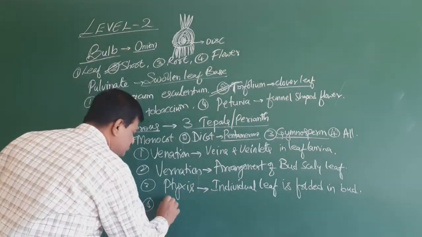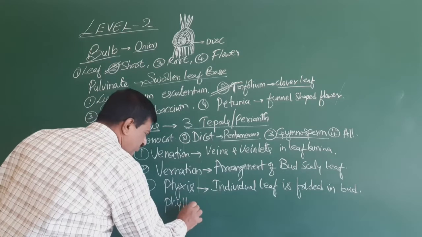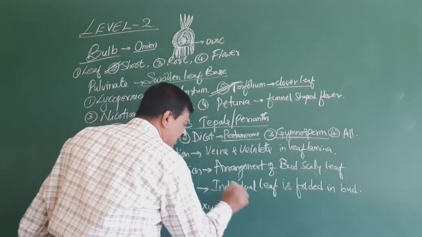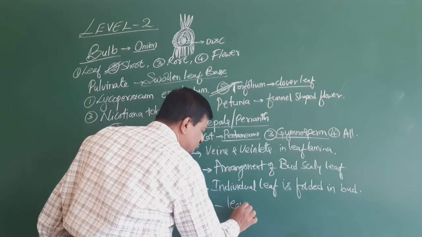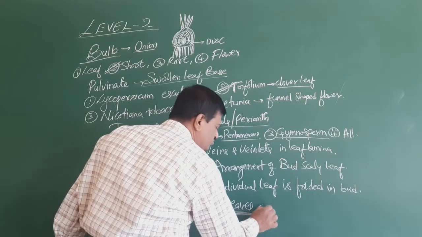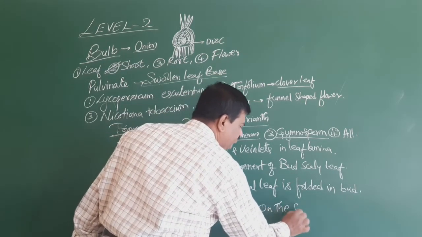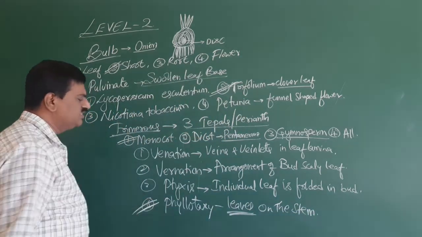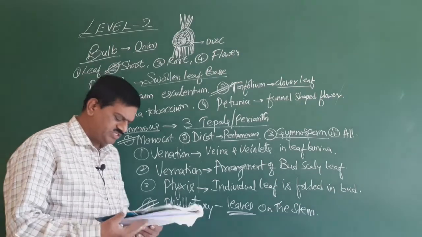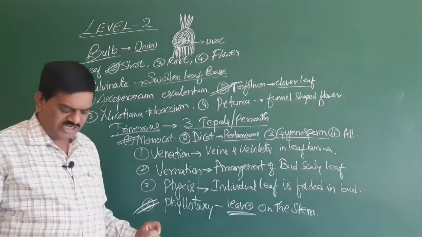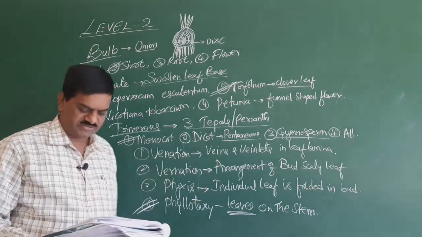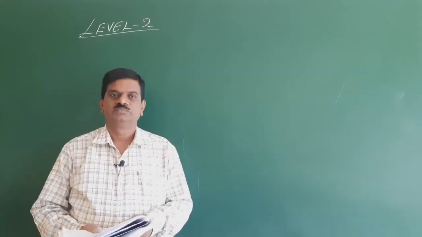And the fourth one is phyllotaxy. Phyllotaxy is nothing but arrangement of leaves on the stem. Arrangement of leaves on the stem is called phyllotaxy. Hence the right answer is phyllotaxy. So arrangement of leaves on the stem is called phyllotaxy. This is the right answer.